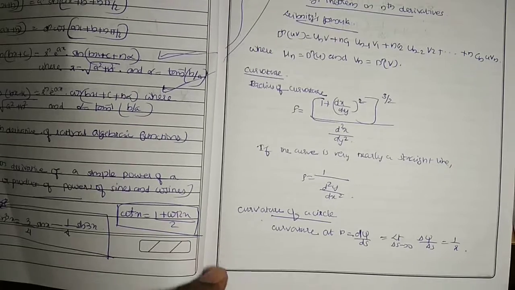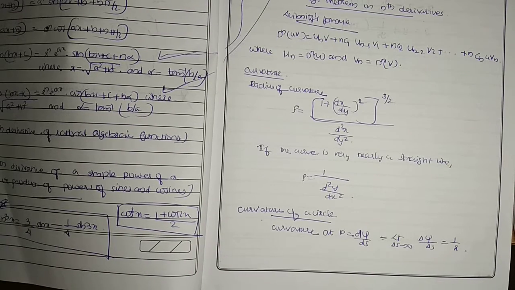The next important topic is curvature. Radius of curvature rho is equal to 1 plus dx by dy the whole square, the whole raised to 3 by 2, divided by d square x by dy square. If the curve is very nearly a straight line, then rho is equal to 1 by d square y by dx square.